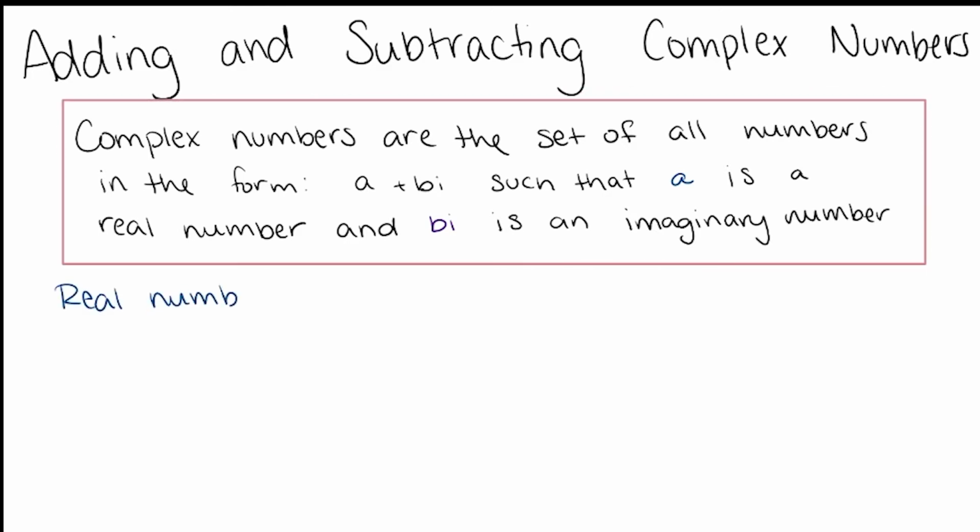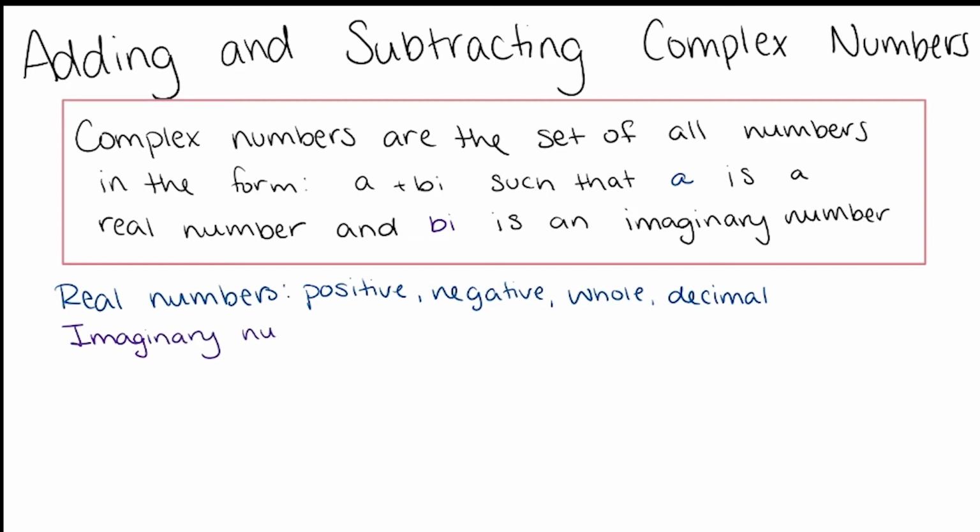Real numbers are just any number you can think of that's positive, negative, a whole number, or a decimal. Imaginary numbers are numbers that have the imaginary number i in it, where i is just the square root of -1 and i squared is equal to -1. So here are some examples of an imaginary number.